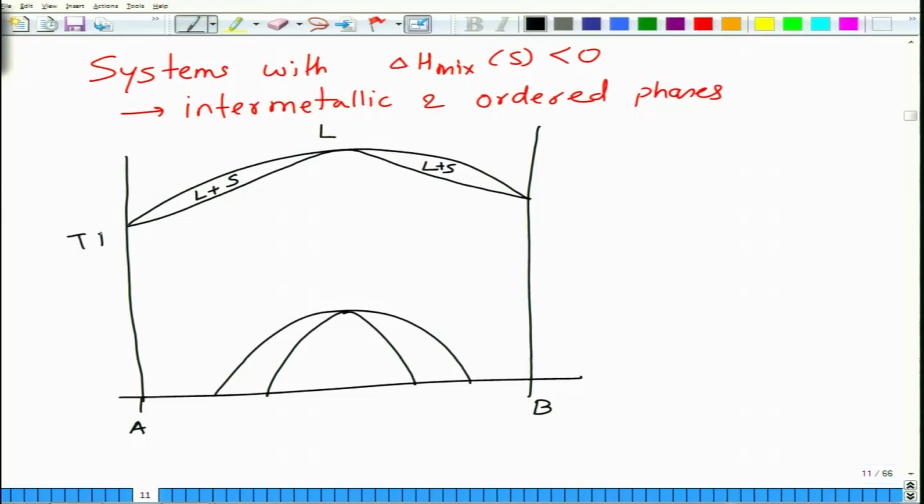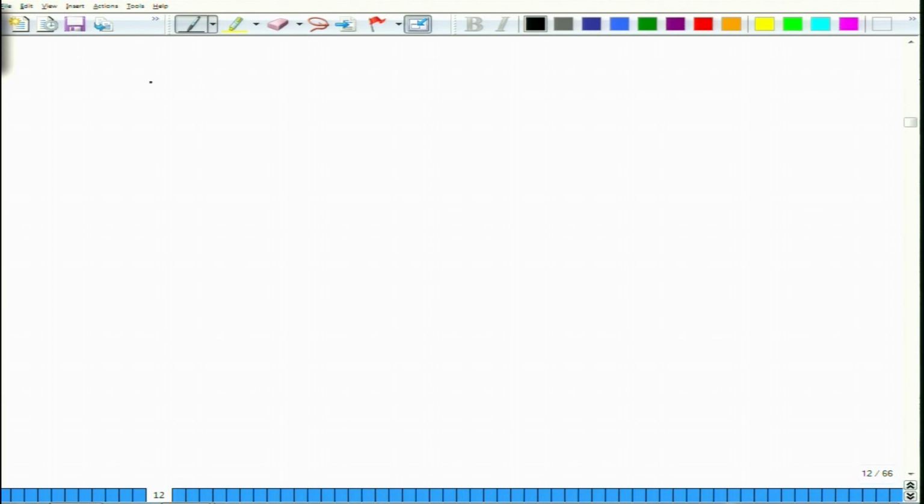So, this is temperature, and then you have solid phase. This solid phase again converts into another solid phase alpha prime, and you have a two phase region alpha prime plus alpha double prime. So, this alpha prime is a special compound. It could be intermetallic or some other ordered phase. You can have a phase diagram which is a little more complex like this.